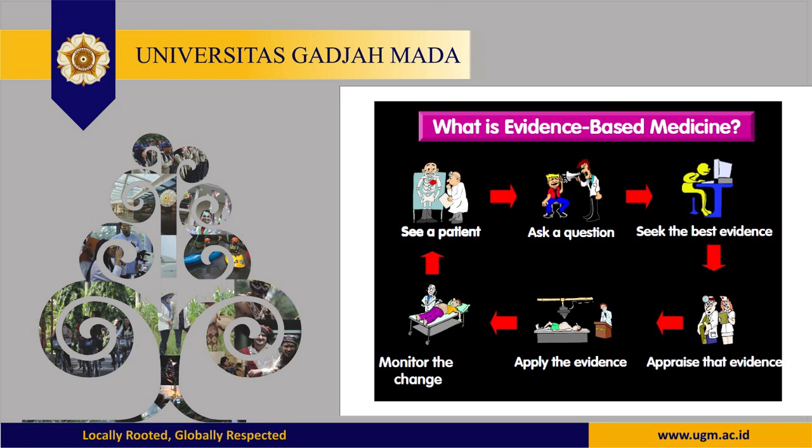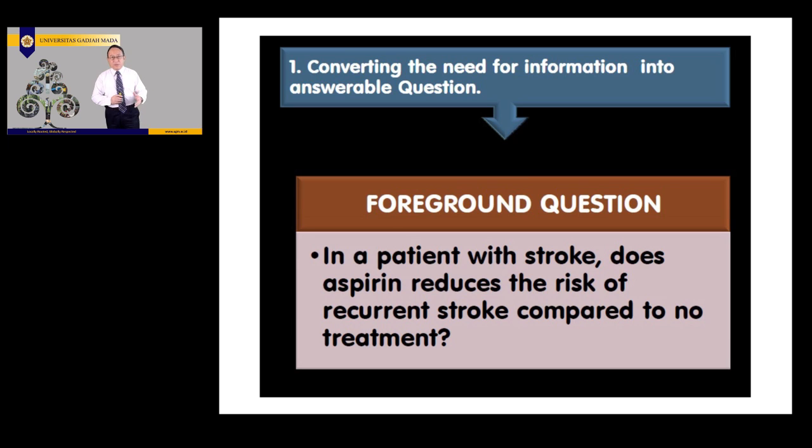Now, I'm going to show you very briefly the cycle of evidence-based medicine. See a patient, ask a question, and then seek the best evidence, and then appraise that evidence, apply the evidence, and monitor the change. Clinical questions or answerable clinical question can be started with, for instance, converting the need for information into answerable questions.